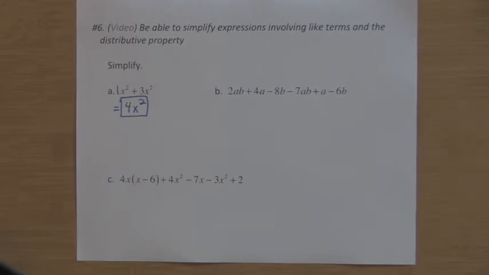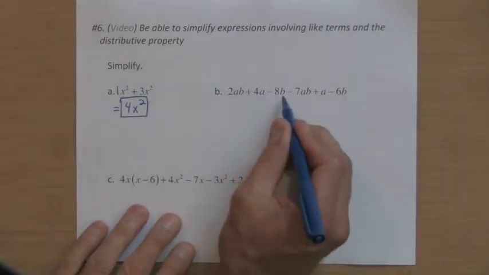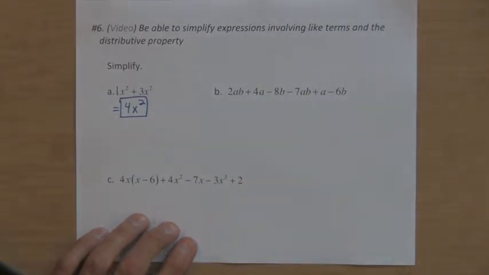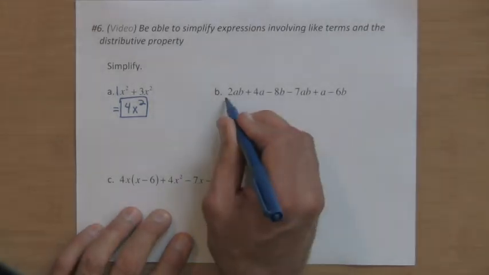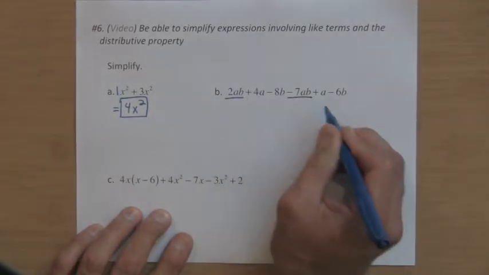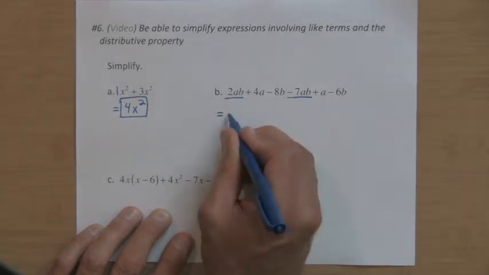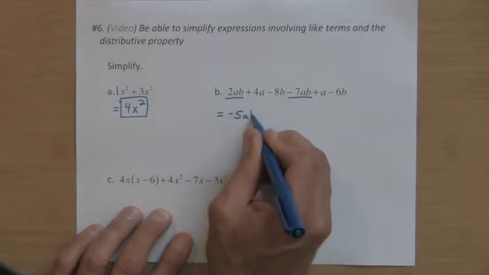Letter B, there's AB terms, there's A and there's B. Those are all separate, they're not identical, so you can only add together the ones that are exactly alike. I'll underline them. Here we have 2AB and we have minus 7AB. Those two go together, so those are going to simplify. Positive 2 and negative 7 is negative 5, so I have negative 5AB.